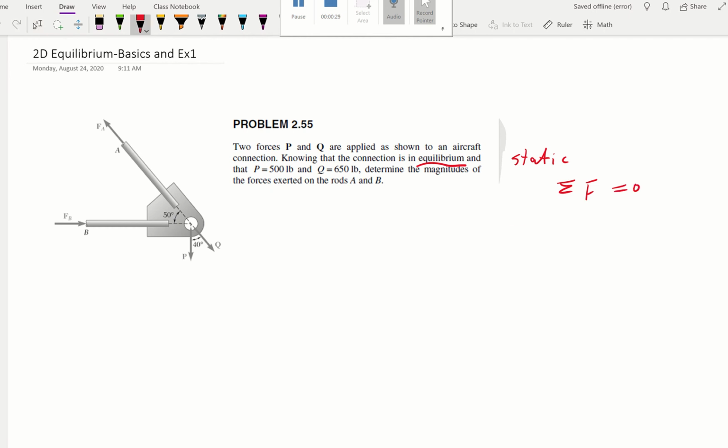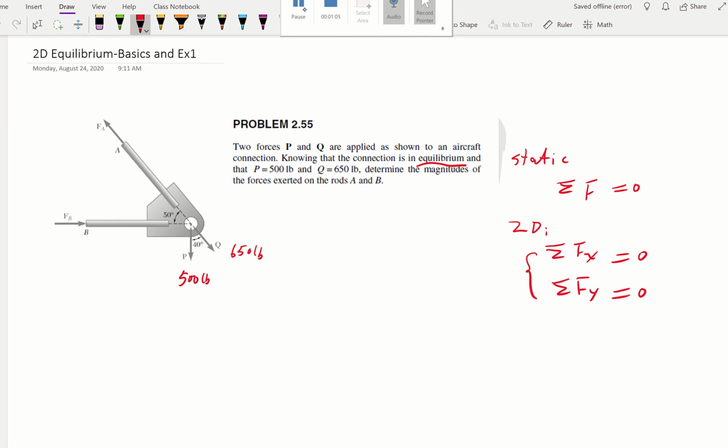And this is two-dimensional, which means there are an x direction and a y direction. So those are the two equations we have. All the x components of all the forces added together equal 0, and likewise for y. Then they give us the P and Q magnitudes. We can label right here, P is 500 pounds and Q is 650 pounds. And determine the magnitude of forces acting on the rods A and B.